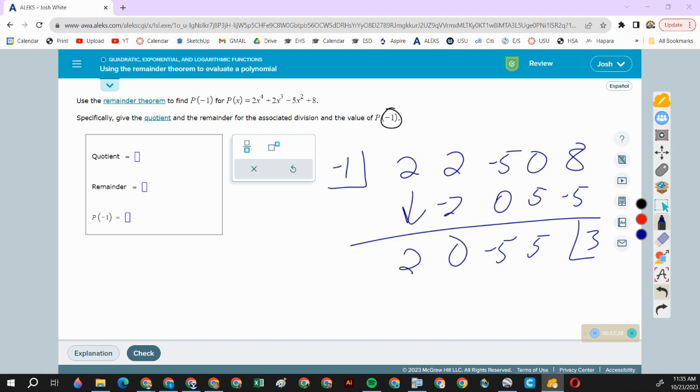Okay, so what is my quotient? I started with an x to the 4th. So 2x to the 3rd minus 5x plus 5. What is my remainder? 3. And what happens when you plug negative 1 into the function? You get 3. So the graph hits negative 1 comma 3.